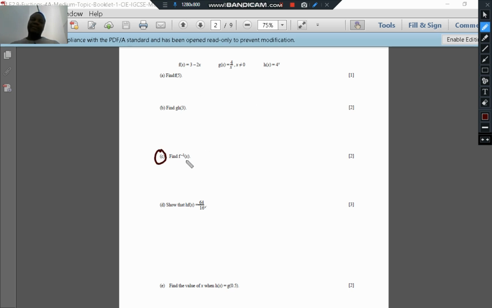Now to find an inverse of a function, you should know that a power of -1 on a function implies inverse. If the power is -1, it means inverse. So to find the inverse of f of x, what you need to do is say y equals, where there is f of x you put y, and then you say 3 minus 2x. Now, the purpose of what we're doing here is first to make x the subject of the formula.